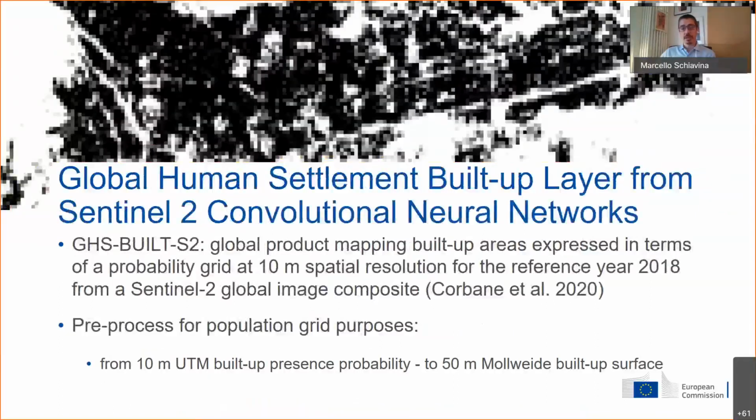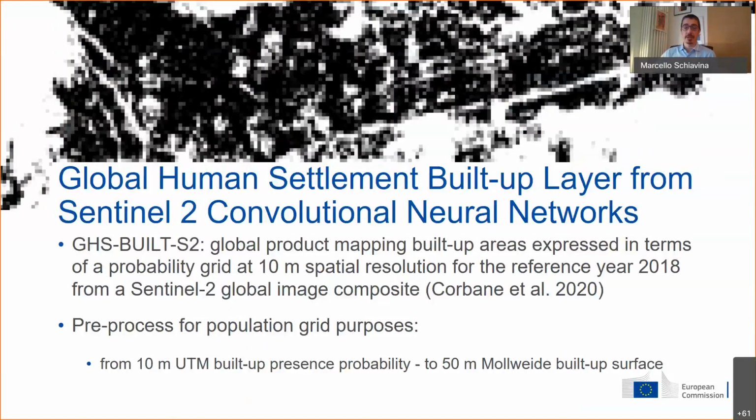So then we have the built-up. The GHS built S2 release 2020 is the first global product mapping built-up areas for the reference year 2018 using a convolutional neural network, the GHS S2Net. The layer builds on a new deep learning framework for pixel-wise large-scale classification of built-up areas, named GHS S2Net, to produce a global map of built-up areas expressed in terms of probability.